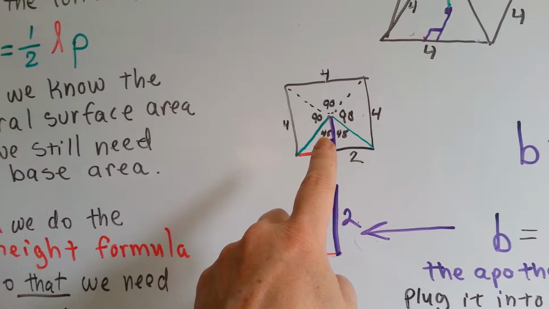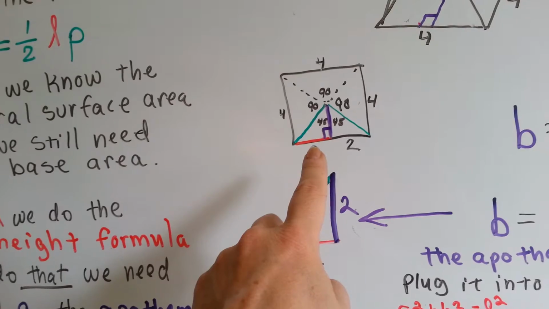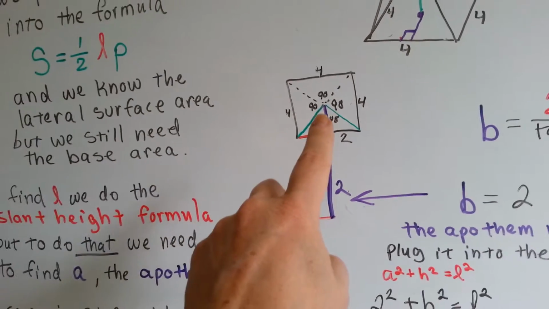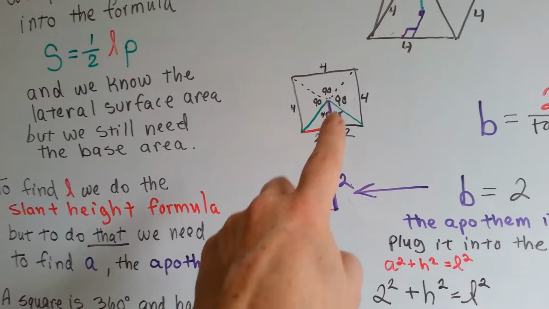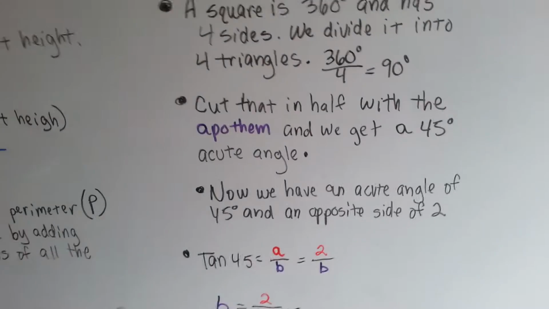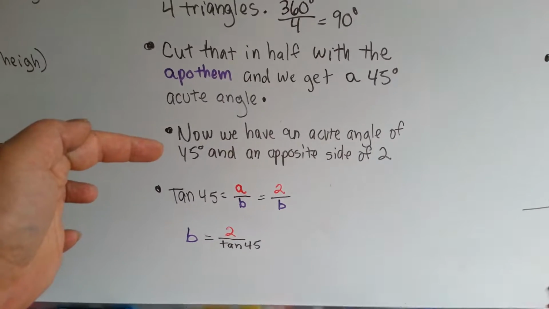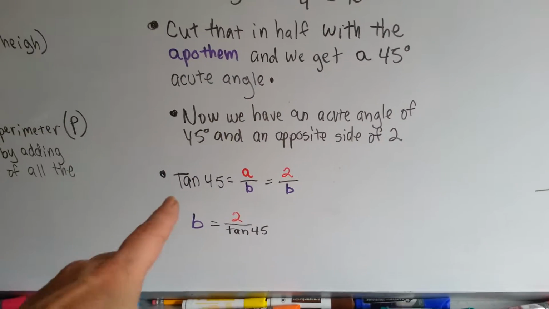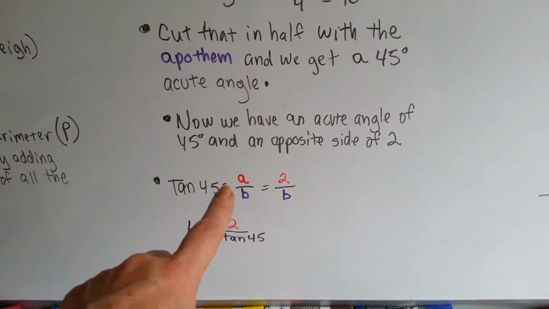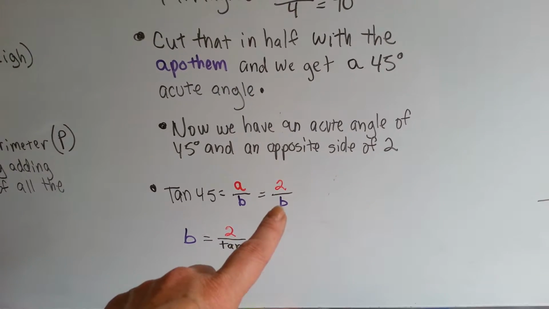So now you know what we've got? We've got a 45 degree acute angle, and we've got 2 as the measure of an opposite side because we took the 4 and split it in half to 2 and 2. See that? So now we've got an acute angle and we've got an opposite side. We just need the adjacent side. So you know what's coming, don't you? All right, so now we've got the 45 degree acute angle. We've got an opposite side of 2. So tangent 45 is equal to the opposite over the adjacent, or 2 over b, right?